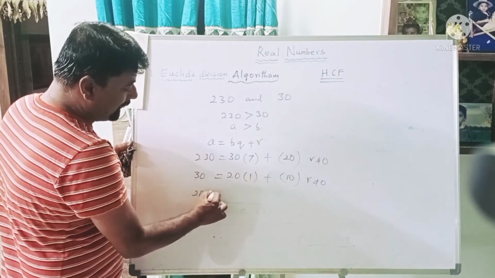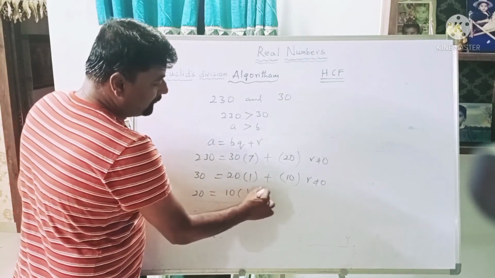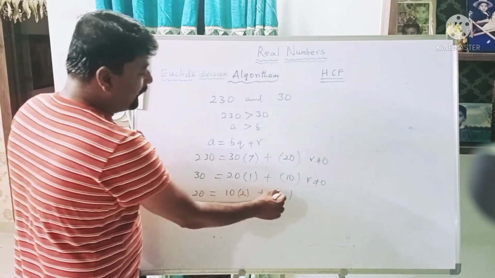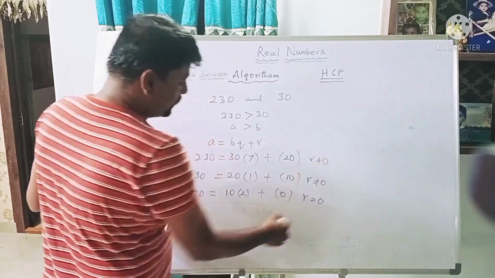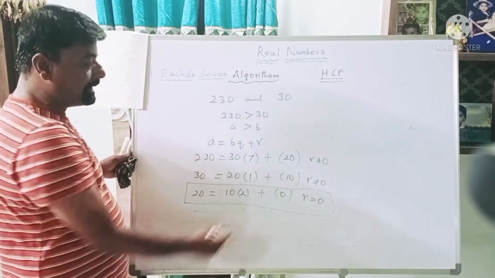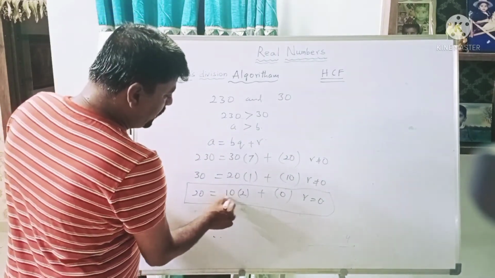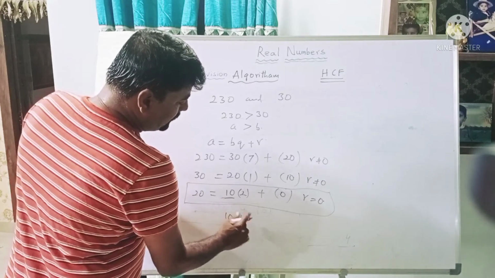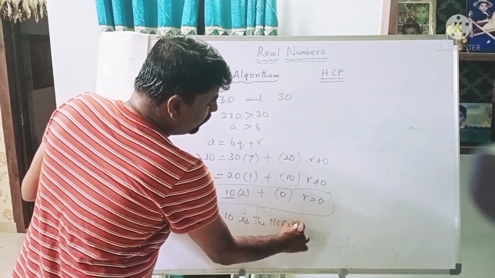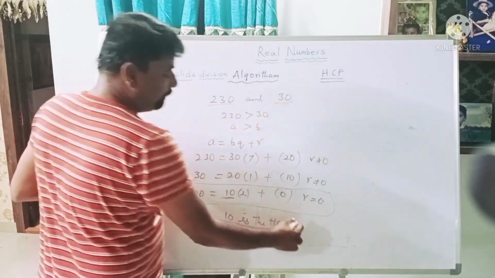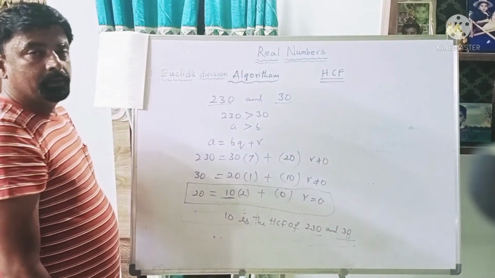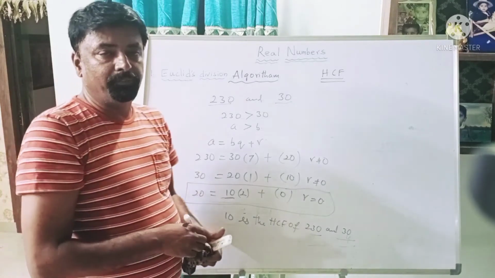Next you take 20 as A beta and 10 as B, 10 into something plus something beta. You know that in 10 table 2 times it will go, 10 2s are 20, remainder 0, therefore R is equal to 0. So in this step I got R value as 0, therefore what is the B value beta? Therefore 10 is the HCF of, what are the given numbers Nana? 230 and 30. So this is the process to find the HCF of given two numbers.